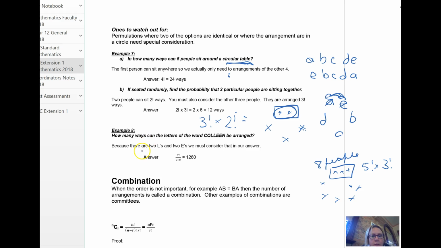Okay, question 8. How many ways can the letters in Colleen be arranged? Because there's 2 L's and 2 E's, you can see that there's going to be repetition, so I can't just say 7 factorial. I've got to say 7 factorial, but I've got to divide by the 2 E's and the 2 L's. If there was another E, then this number would be 3.